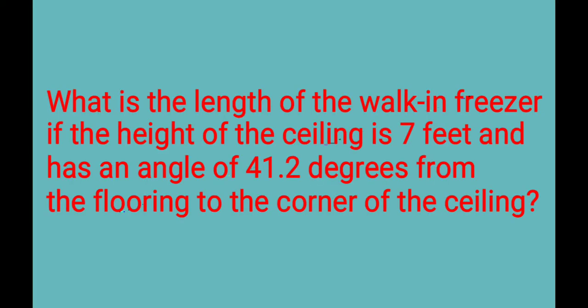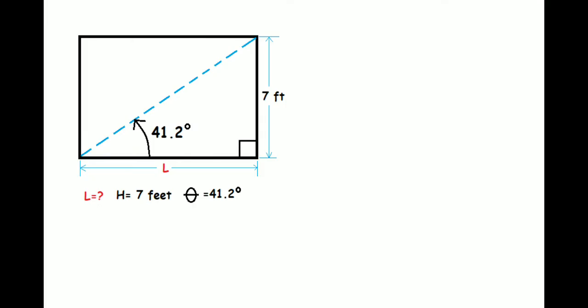In our first example, what is the length of the walk-in freezer if the height of the ceiling is 7 feet and has an angle of 41.2 degrees from the flooring to the corner of the ceiling? As the illustration shown, the height indicates 7 feet from the surface of the flooring of the walk-in freezer. The angle from the unknown length is 41.2 degrees.